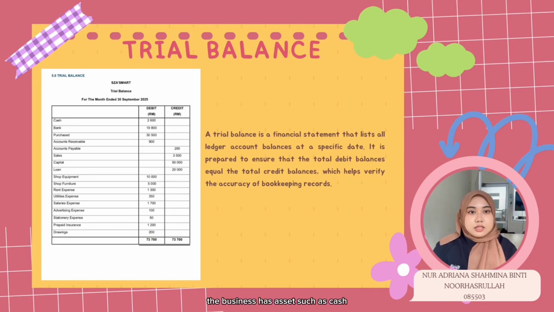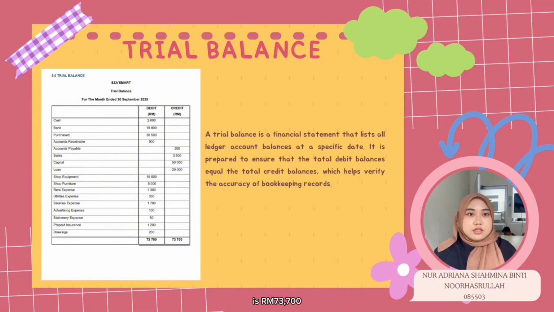The business has assets such as cash, bank balance, account receivable, shop equipment, shop furniture, and prepaid insurance. It also includes purchases, expenses such as rents, utilities, salaries, advertising, stationery, and drawing by the owner. Next, let's look at the credit side. The business has account payable, capital invested by the owner, a business loan, and sales revenue. The total debit balance is 73,700, while the total credit balance is also 73,700. Since both totals are equal, the trial balance is balanced.